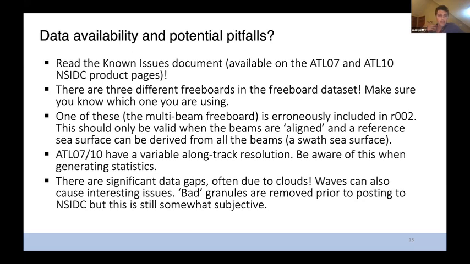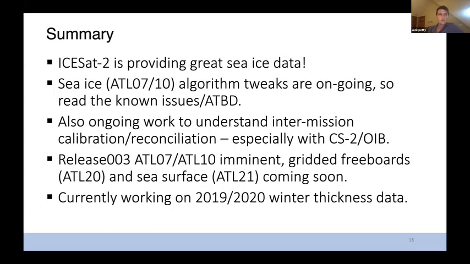As I said, they have variable along-track resolutions. So that's something else to consider when you're doing any statistical analyses of the data. And there are also lots of gaps, so don't assume that this is a nice, consistent data set. And that's all I've got. ICESat-2 is looking great. The CryoSat-2 data is looking great, but things are always changing and improving. So kind of watch this space.